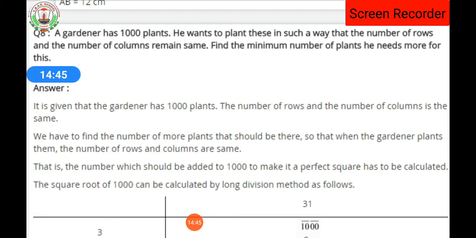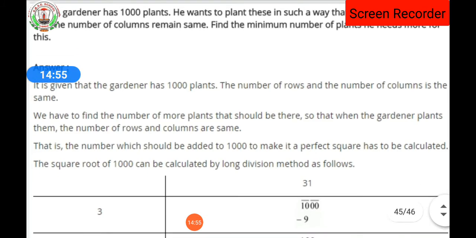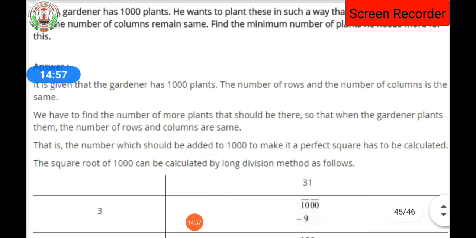Do you remember that question? Same way we have to do this also. Okay. So here it is given that a gardener is having 1000 total plants, and the condition of the question is that the total number of rows and the columns should be same.